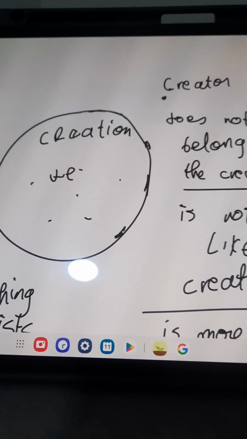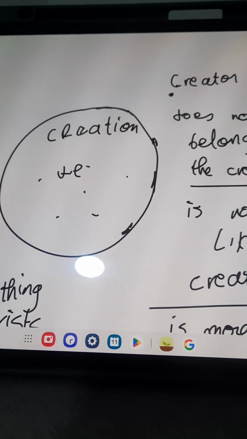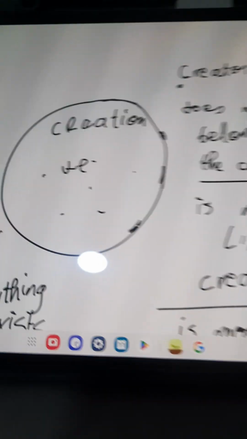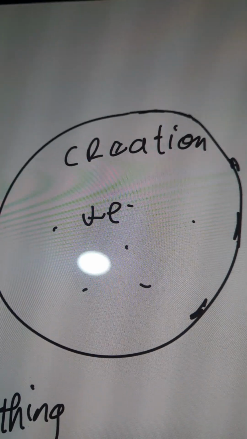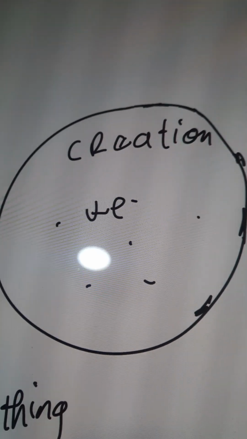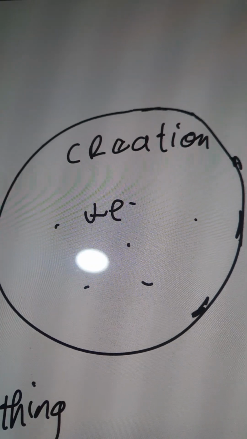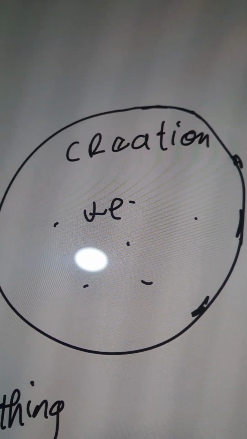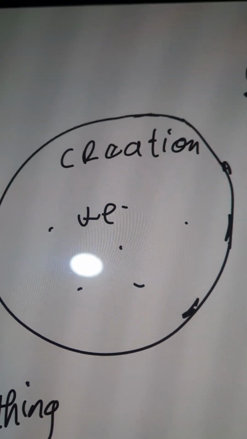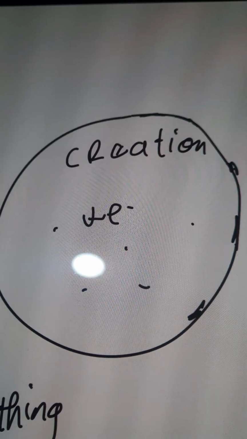This is how to logically explain the existence of God. In this bubble, it's the creation. We are included. Earth, universes, galaxies, and so on. Everything that we know or we don't know of, everything is included in here.